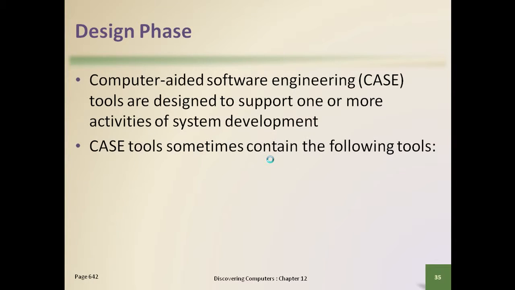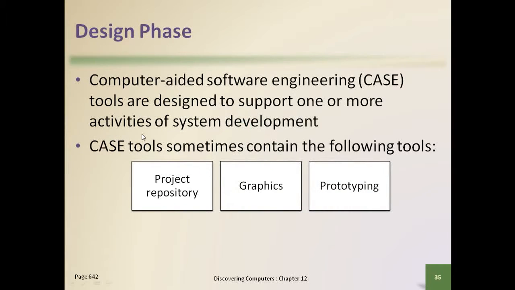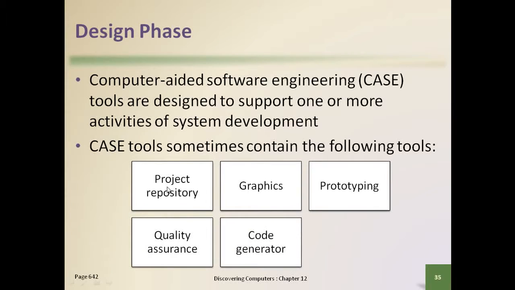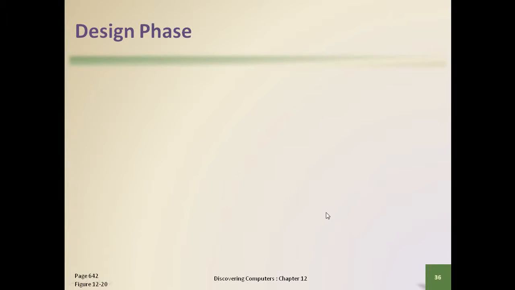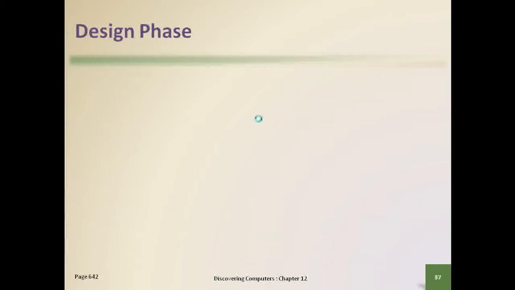Computer-aided software engineering tools are designed to support one or more activities of system development. CASE tools sometimes contain the following: project repository, graphics, prototyping, quality assurance, code generator, housekeeping. Ini adalah contoh gambarnya. Kita next.